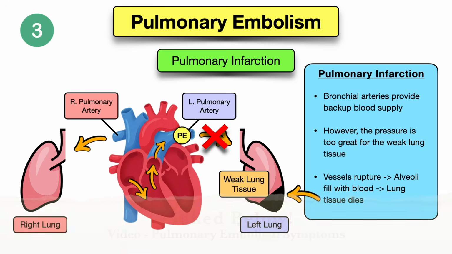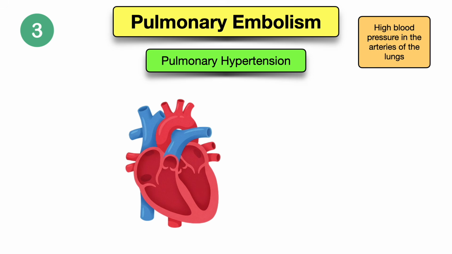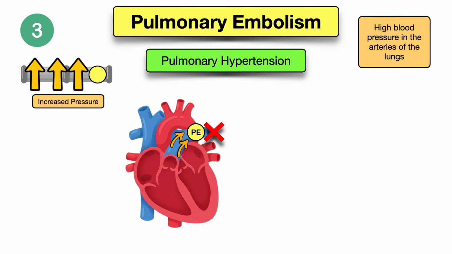The pulmonary embolism can also cause cardiovascular problems. First, it can lead to pulmonary hypertension, which is high blood pressure in the arteries of the lungs. We know a pulmonary embolism blocks the arteries in the lungs. This will make it harder for the blood to travel through the pulmonary arteries. Think of it as a kinked hose or a blocked drain pipe. Water will get backed up and increase the pressure. The same thing happens here.